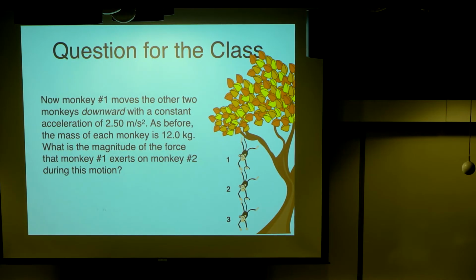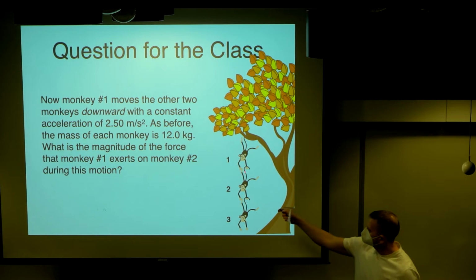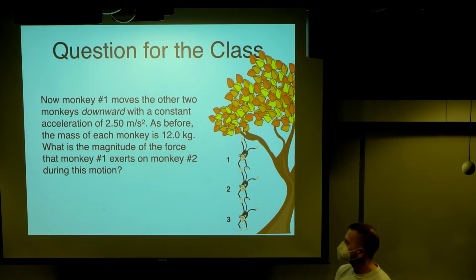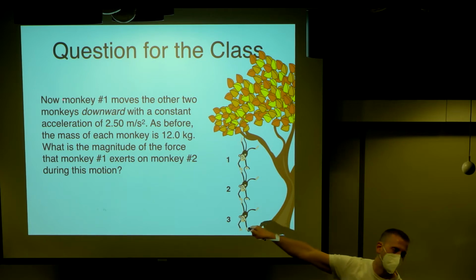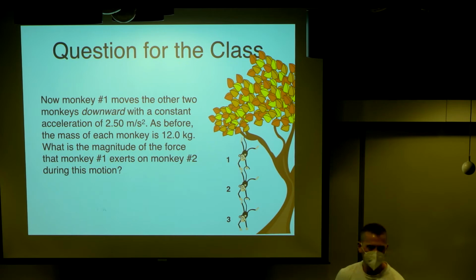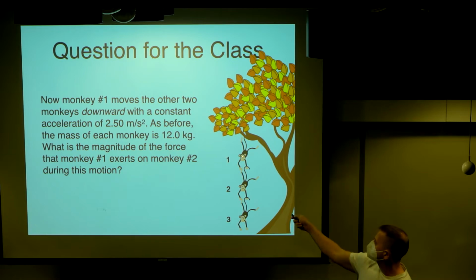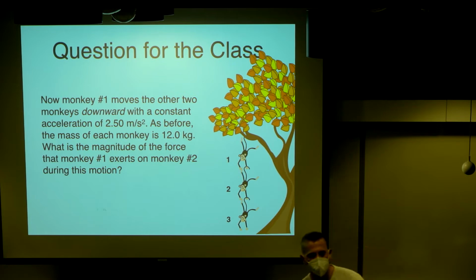A follow-up to that, and by the way, this is why I worked this out the long way. It's because now we have that result from before. You can answer this question really simply. So now we have the same chain of monkeys, all with a mass of 12 kilograms, just like before. But now they're not just stationary. Now monkey number 1 is going to be pulling up on these 2, such that they accelerate up with an acceleration of 2.5 meters per second squared. No, I'm sorry. We're accelerating down at 2.5 meters per second squared. So if we're accelerating down at 2.5 meters per second squared, the question is, what is the force that monkey number 1 exerts on monkey number 2 for this motion?